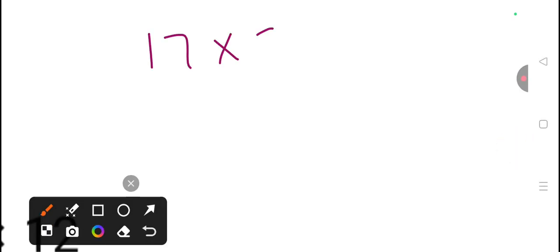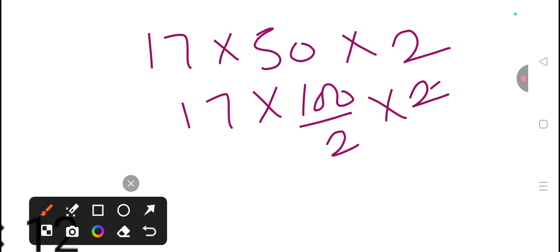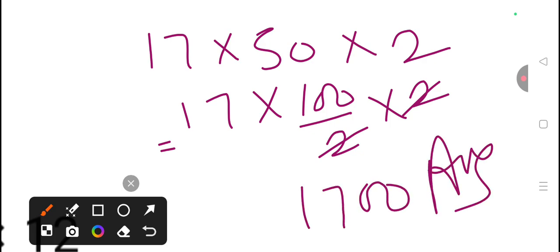Take one more example. If we have something like 17 into 50 into 2. Here 50 can be written as 100 upon 2, into 2. So again we can solve this, right? So you will get 1700 as the answer.